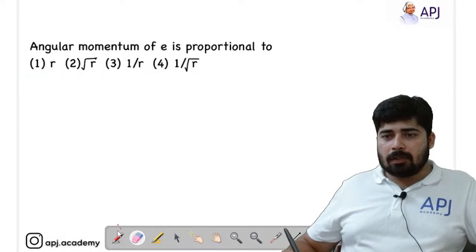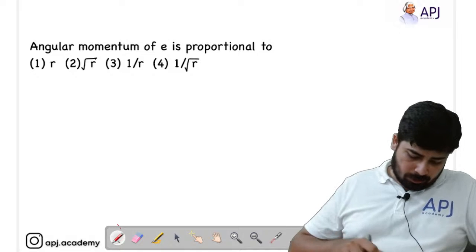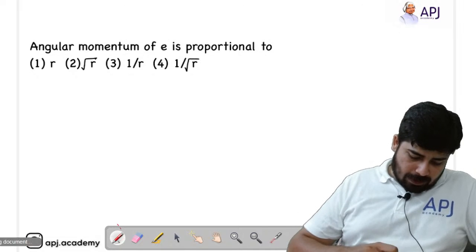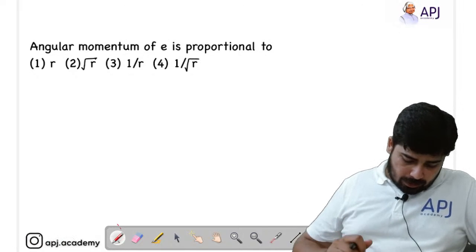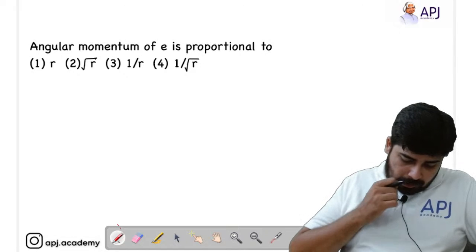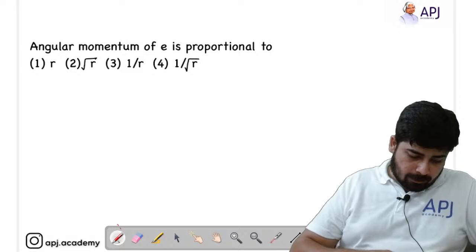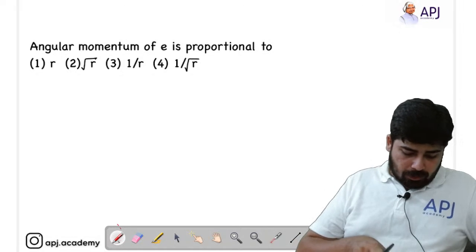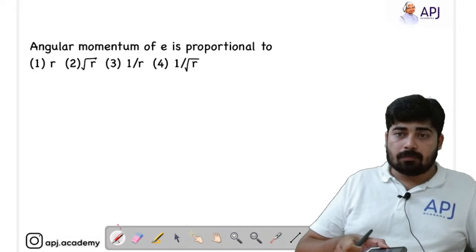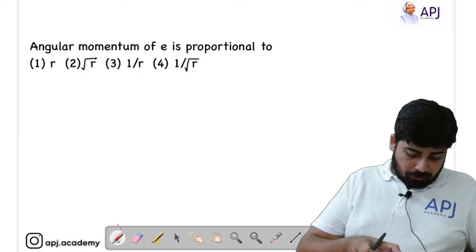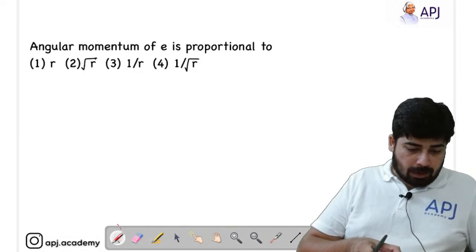The angular momentum of an electron, let me check if there are any comments. Yes, till now there are no comments actually. Hope this is clear, students. So this will be our last problem. You can do it by yourself.